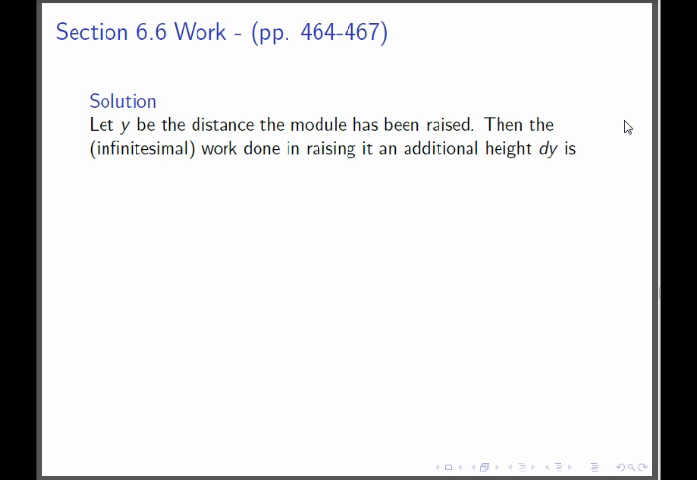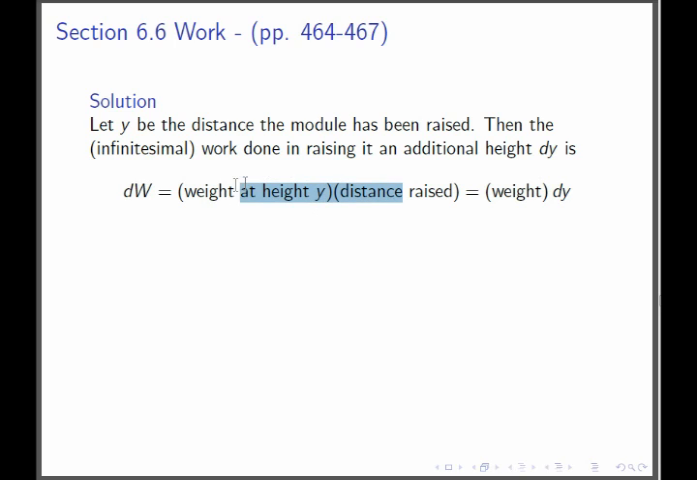Then the infinitesimal work done in raising it an additional height dy is calculated using the weight times distance. So the weight at height y, remember this will depend on its height, but here we'll put the weight after we've raised it to height y, and then we'll multiply that by the distance that we raise it, that infinitesimal distance that we raise it.